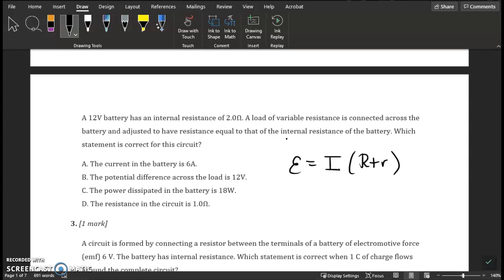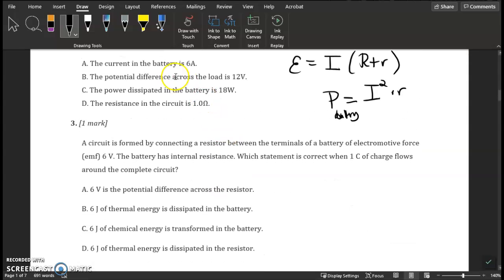Make sure to check the power dissipated in the battery. The power dissipated in the battery because of its internal resistance would be I squared times its little r. So this is for the power dissipated in the battery. Okay, so you should be able to check those.